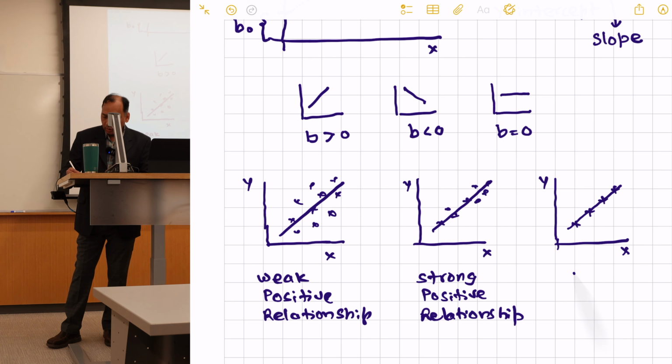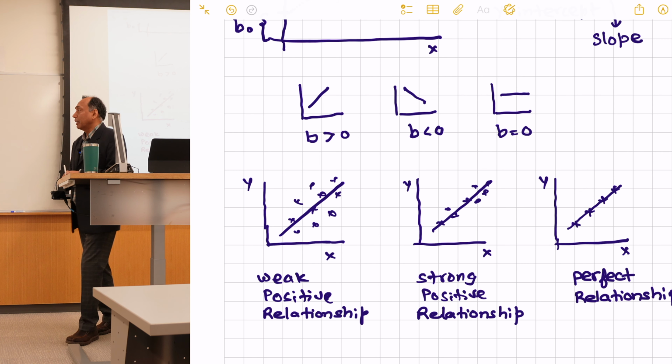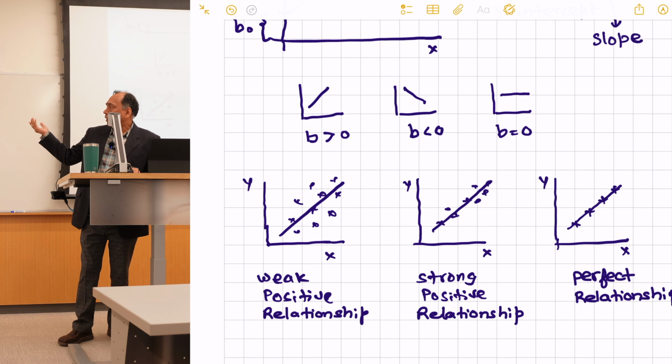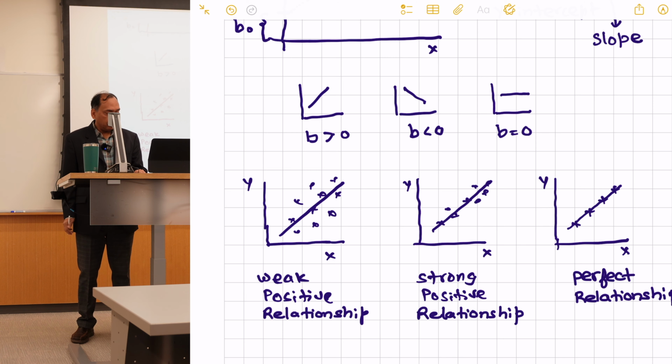And third one is called perfect. No deviation from the straight line means perfect relation. You cannot have anything better than that. But it is theoretical, like in real life we don't get that kind of relationship.